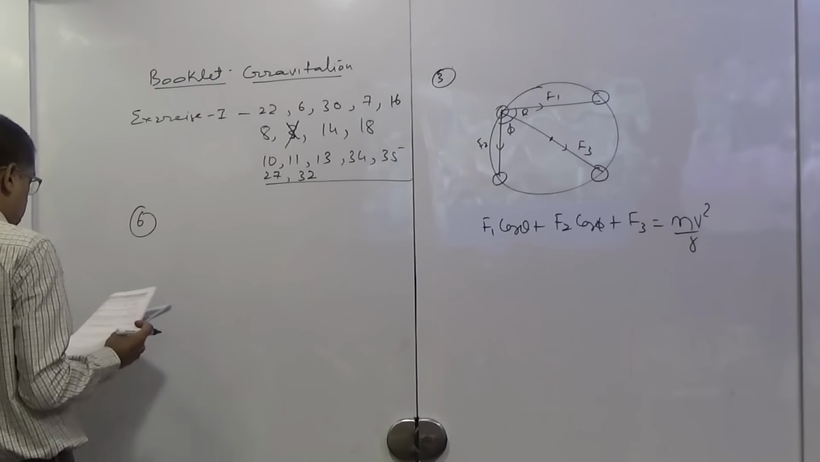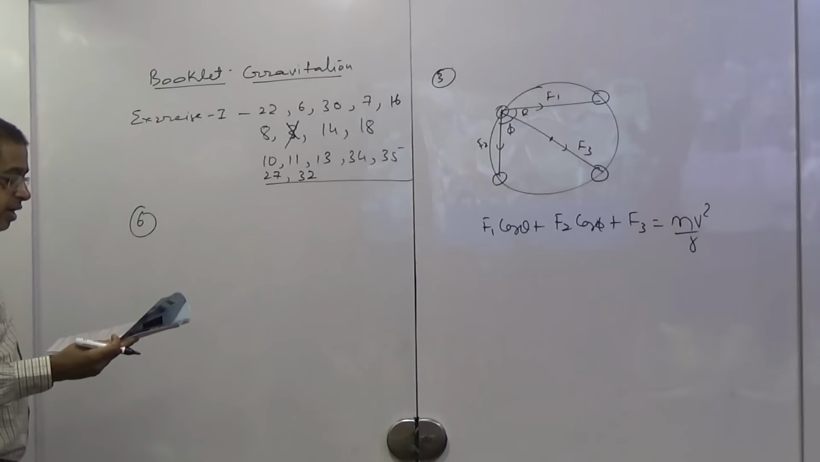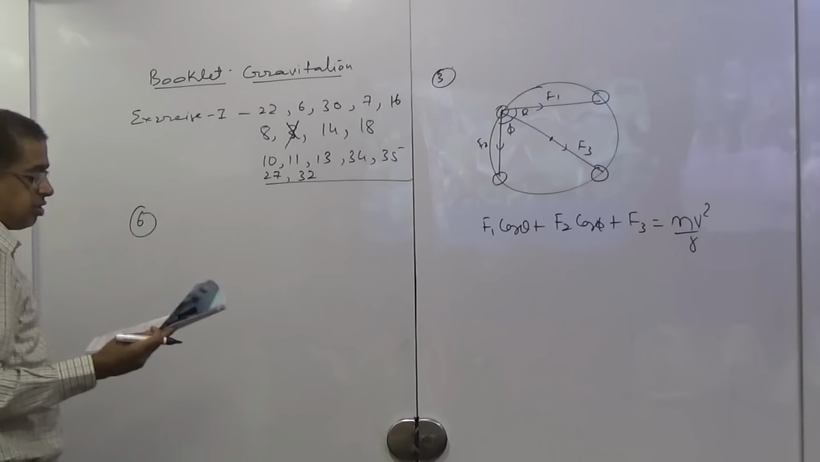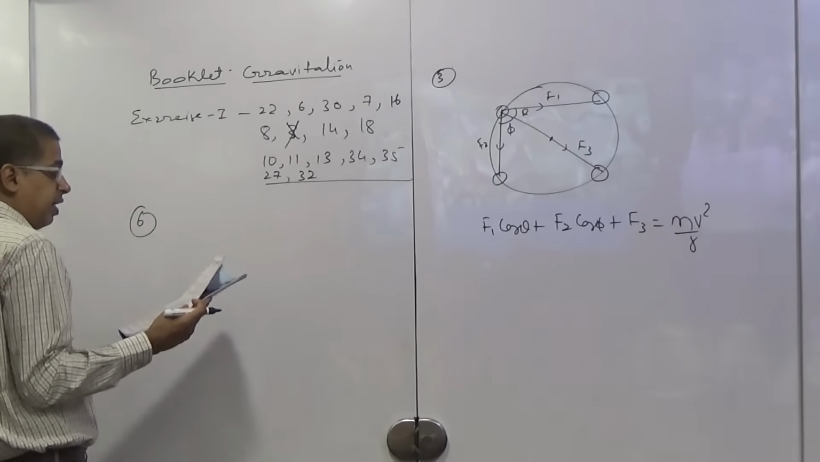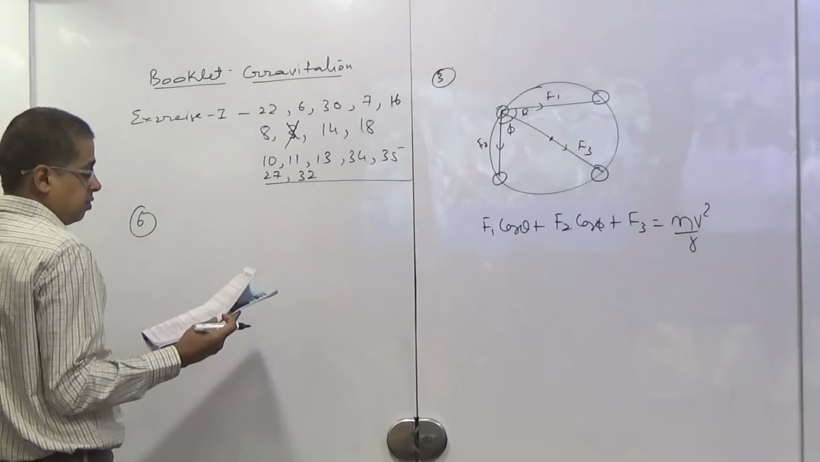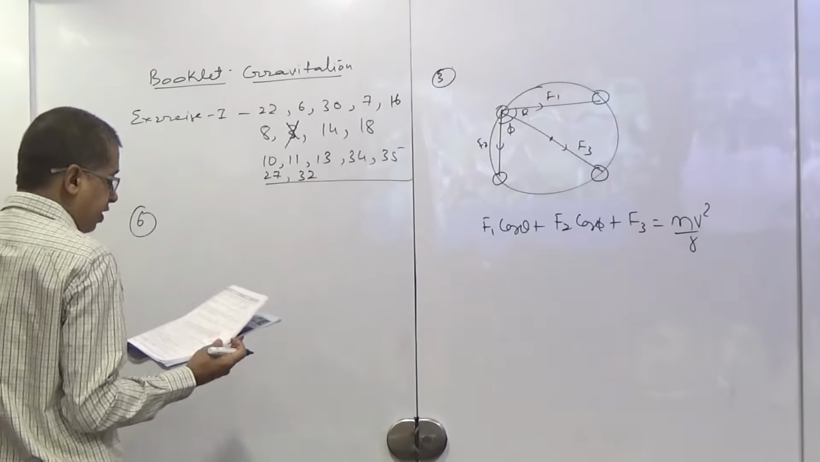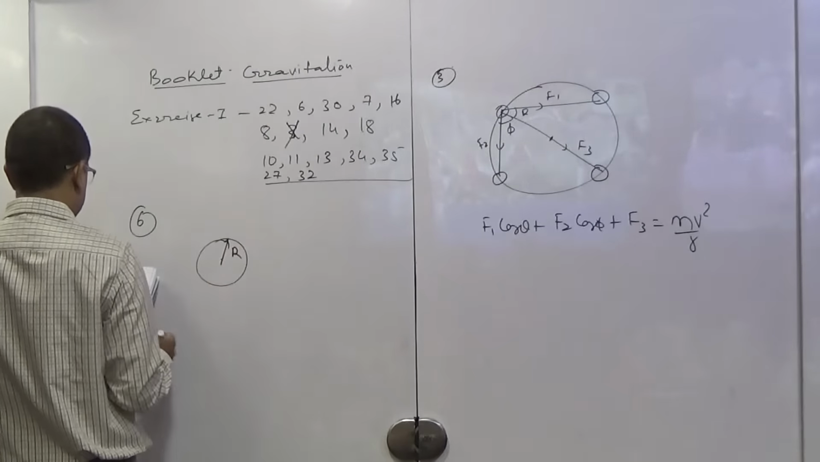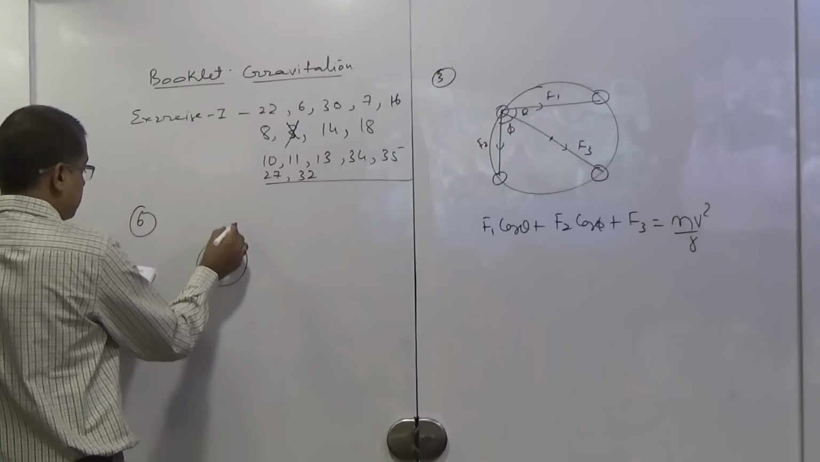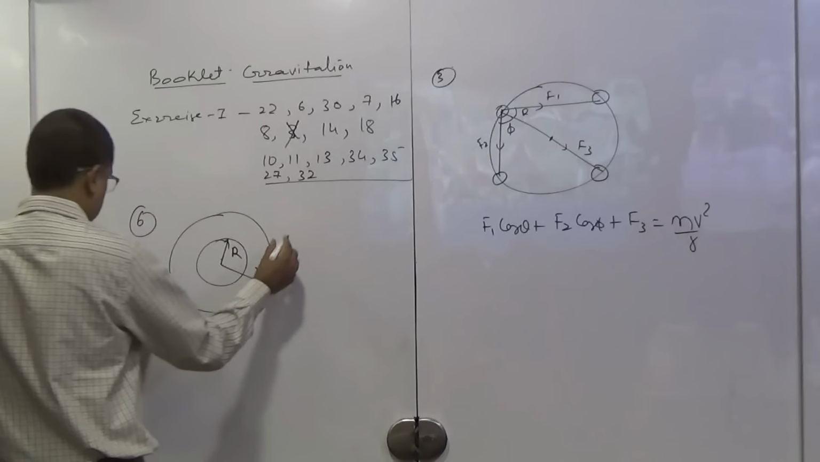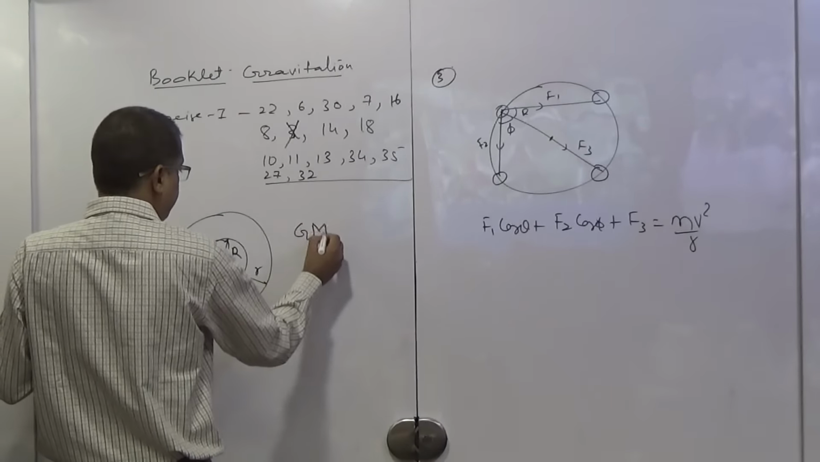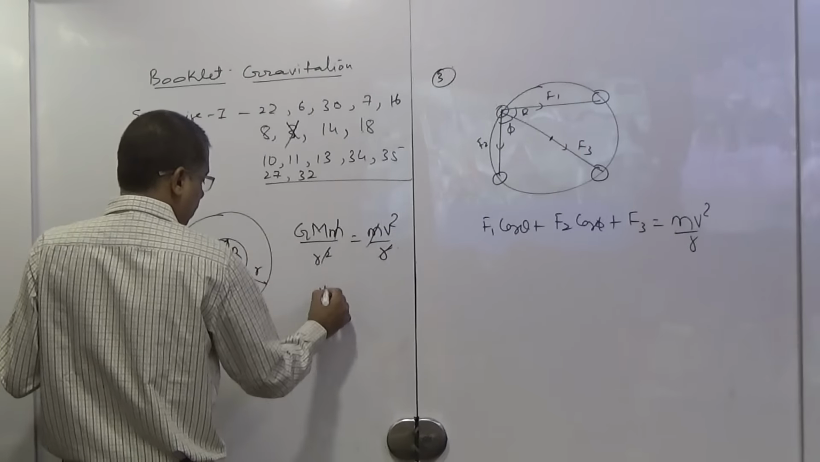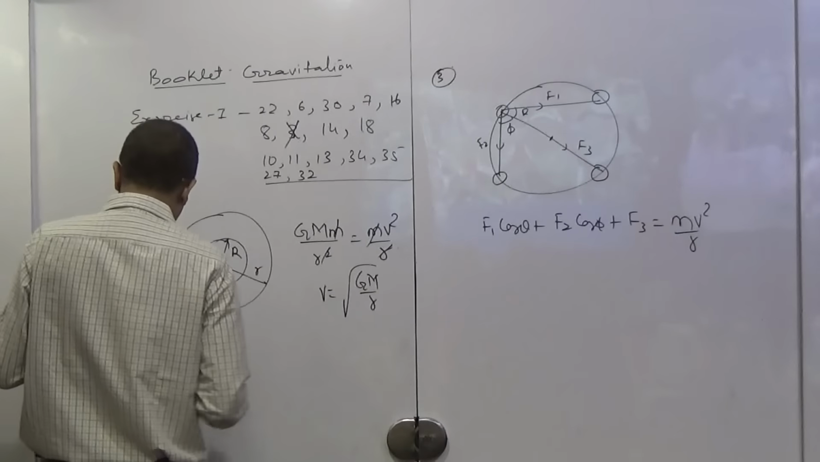6. Radius of a planet is r. Satellite revolves around it in a circular orbit of radius r with angular velocity. Acceleration due to gravity on the planet's surface. See, radius of a planet is r. Satellite revolves around in a circle of radius small r. That means G capital M small m by r square will provide mv square by r. V is under root GM by r.